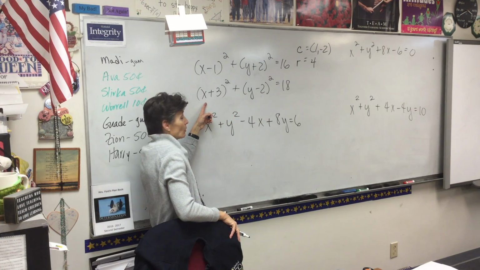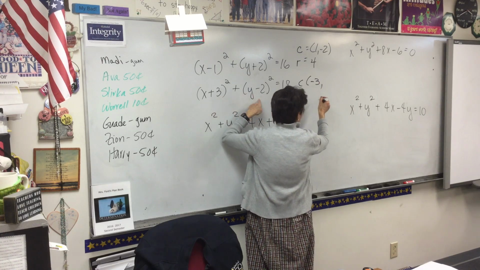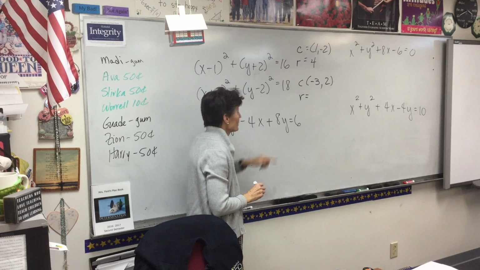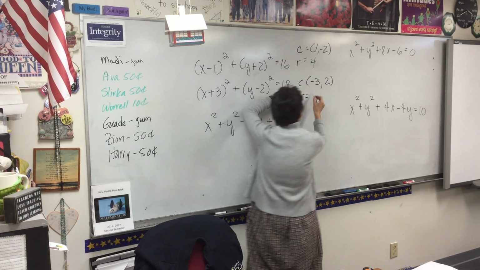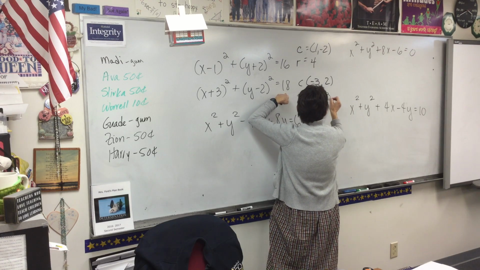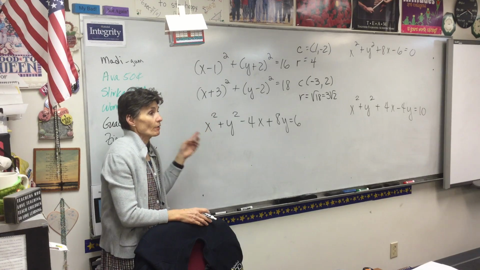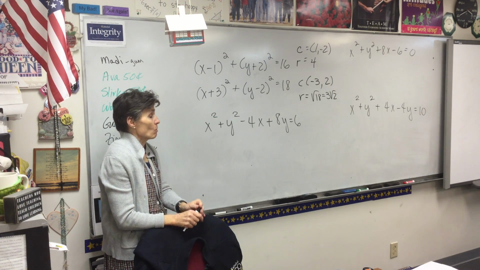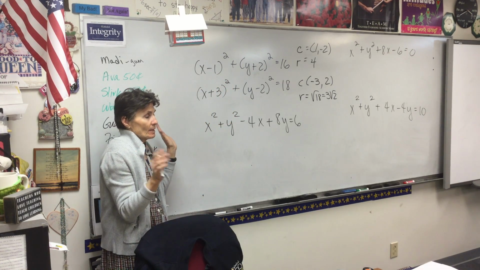So what about this circle? The center would be -3, 2, and the radius is the square root of 18, which is 3 root 2. These two circles are in what we call standard form. If they're in that form, you can just look at them and tell what the center and radius are.